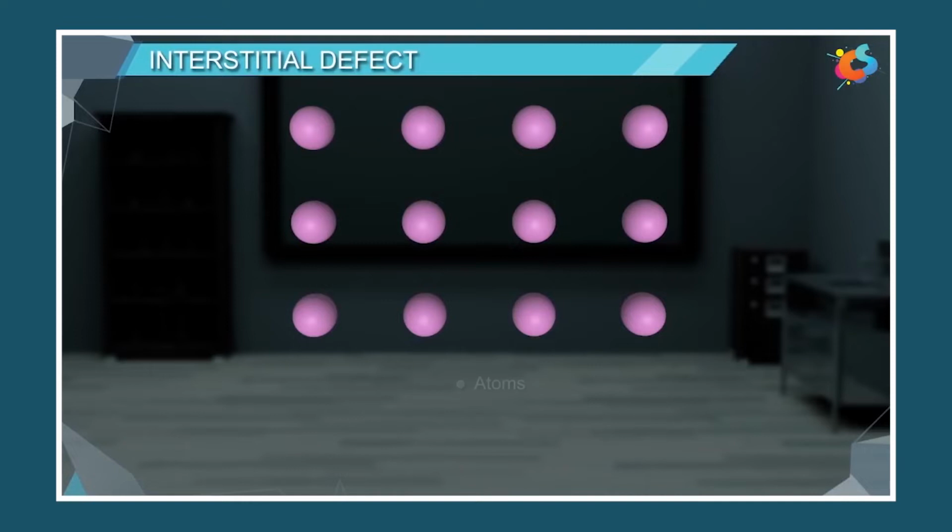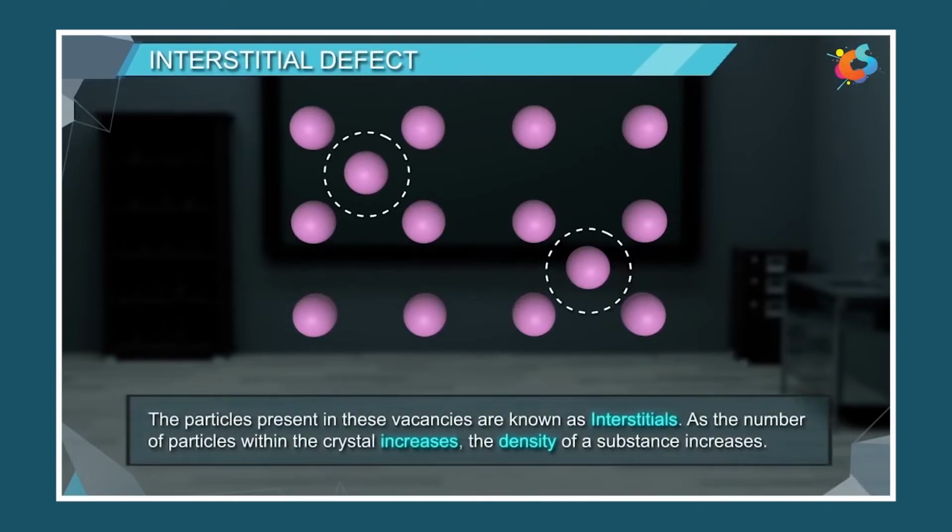Interstitial defect. When some of the constituent particles, atoms, molecules or ions occupy the vacant space in the crystal lattice known as interstitial site, the crystal is said to have interstitial defect. The particles present in the vacant space are known as interstitials. This defect increases the density of the substance.